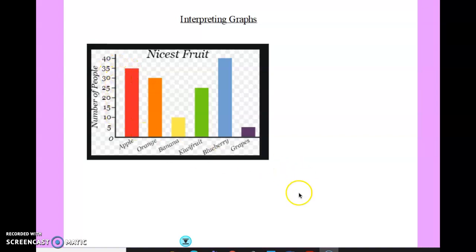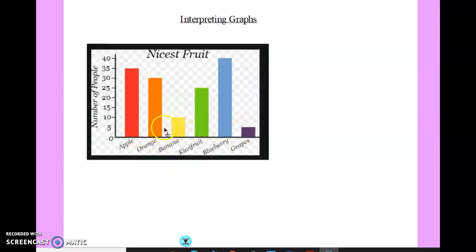So this one's talking about people's favourite fruits. So the number of people who said the nicest fruit was apple would be 35. Few different things I want to point out just about the bar graph. Firstly, your bars should all be the same width. Okay, there should be a gap between each of the different bars.